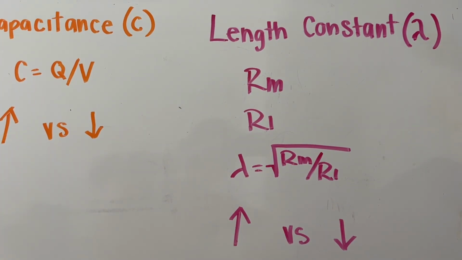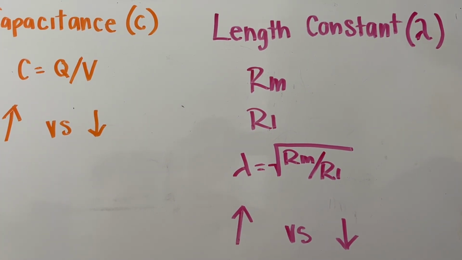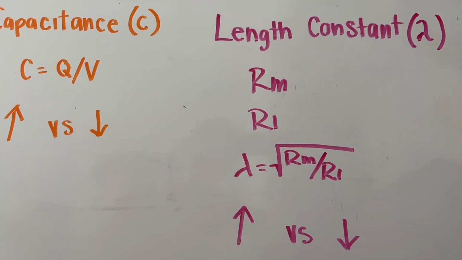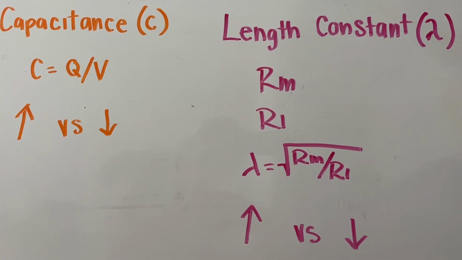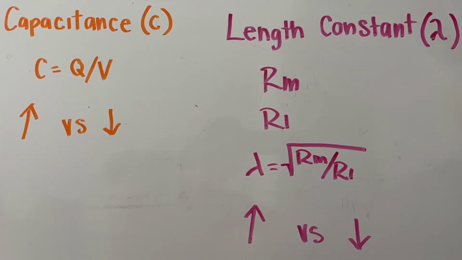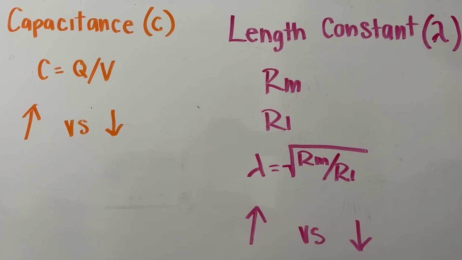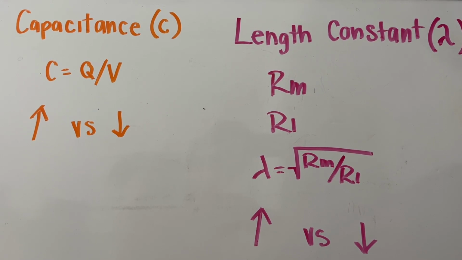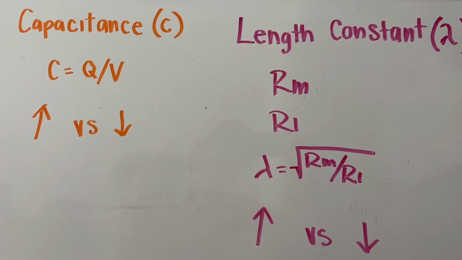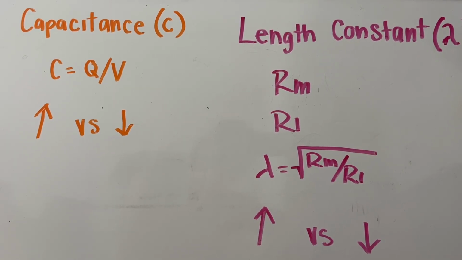Mathematically, the length constant is equal to the square root of Rm divided by Ri. A larger length constant indicates that the change in potential can spread further before dissipating. Membrane resistance is the resistance to ion flow across the membrane, while internal resistance is the resistance to current flow along the cytoplasm.